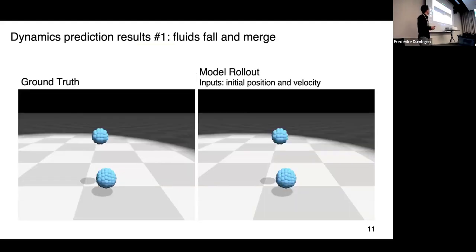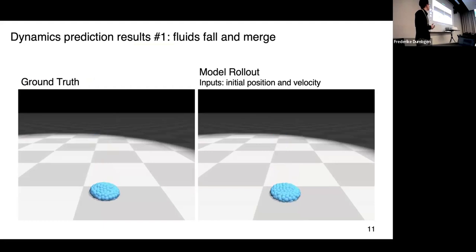So here are some examples. Here on the left is the ground truth. On the right is our model's open loop predictions. By open loop, what I mean is that the input to our system is only the particle information on the first frame. Our model can make stable future predictions over a long horizon.